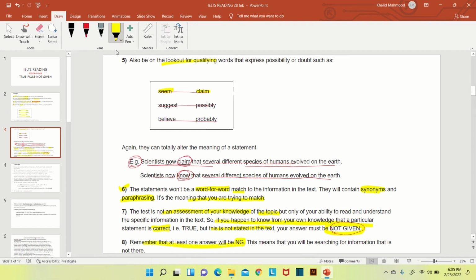Okay, eight. Last tip, remember that at least one answer will be not given. Sometimes when we do true, false, not given, we write true, we write false, but we forget to write not given. So remember that at least one answer will be not given.